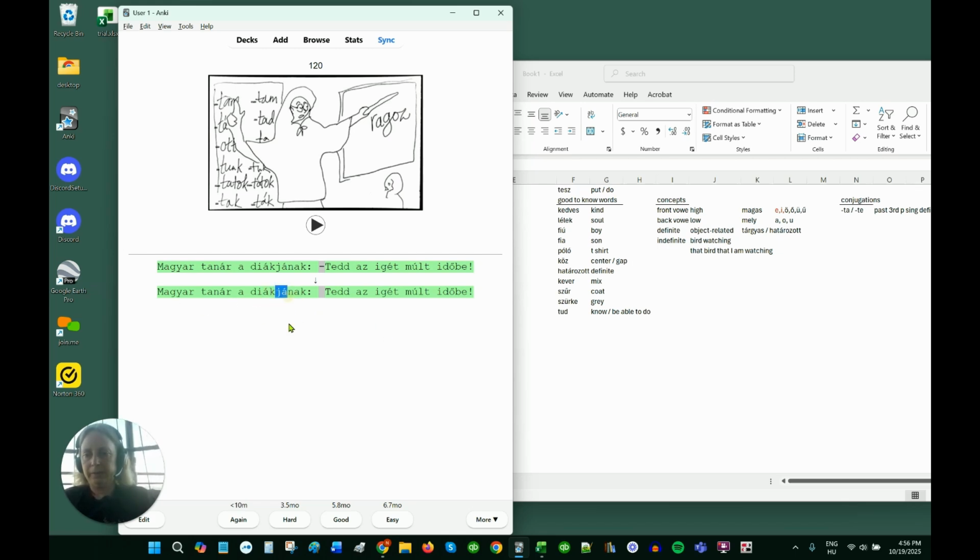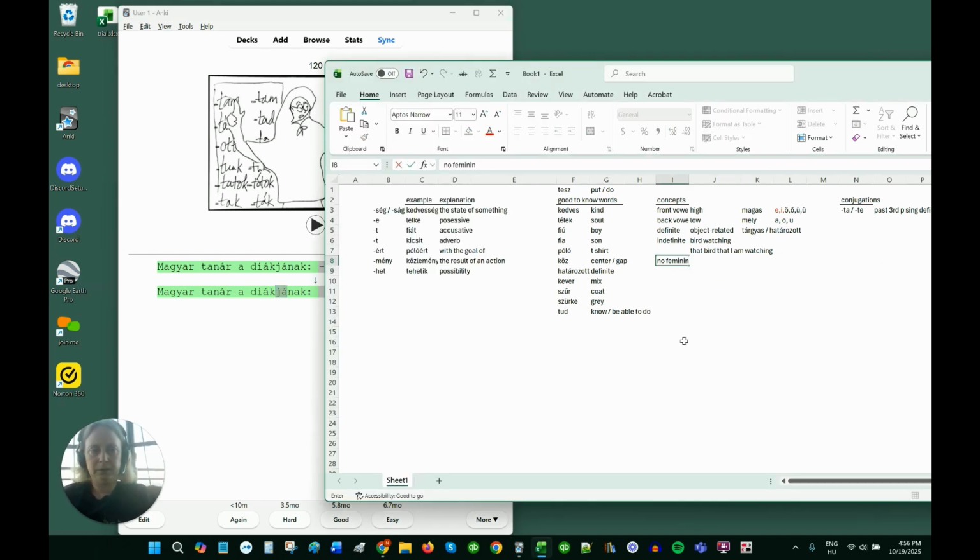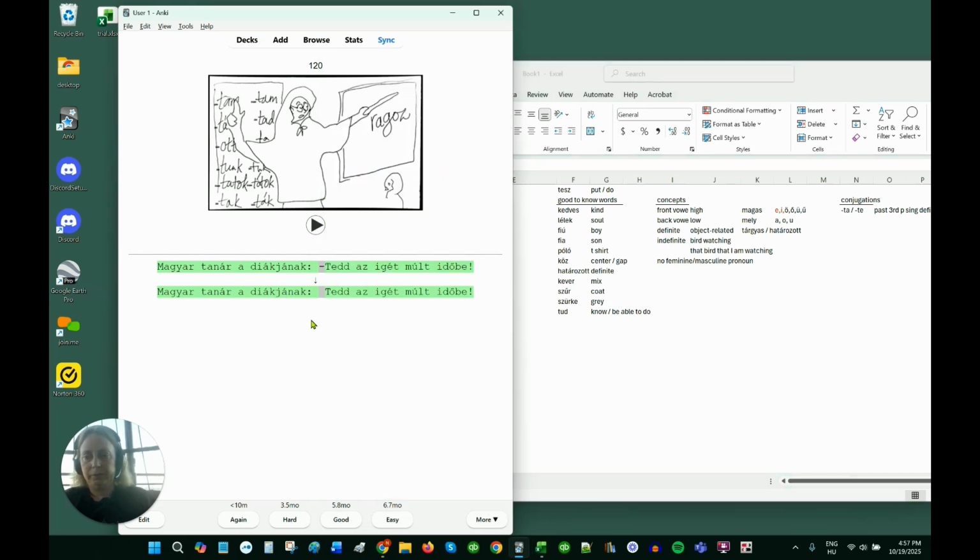Right here, this is the possessive, so it's his teacher or her teacher. So here's a concept. There's no feminine, masculine pronoun. So you can't say his student versus her student. It's just his or her student. And you can't say him or her. It's just he, her, it. They all mean the same. So Hungarian teacher to his student.